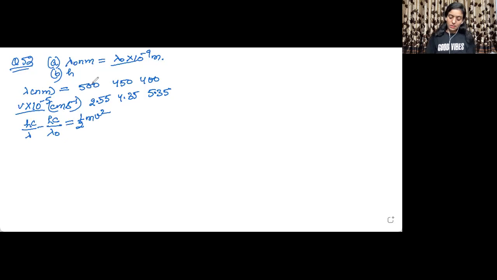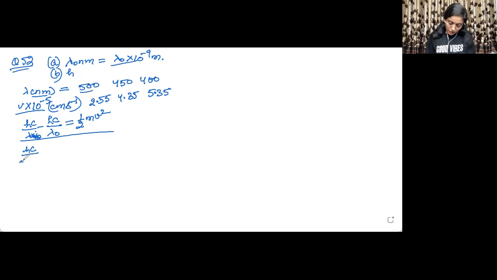Okay, now for these three observations, we will be writing three different equations in this form. Because all the wavelengths have been given in nanometer, I will be taking it in meters, so I'm writing 10 raised to the power minus 9. So we can just put the values, then we will take it.